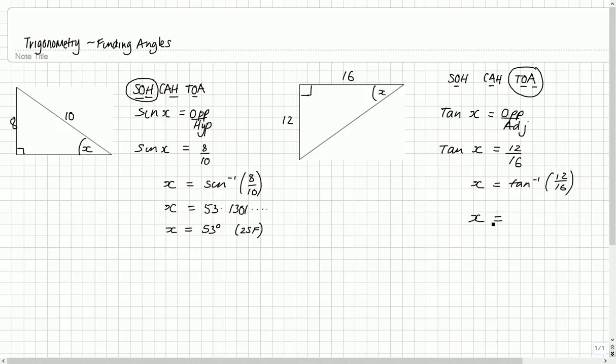X equals 36.8698, and so on. And again, I'm going to round that to the nearest degree in this case, so that would be 37 degrees to two significant figures.